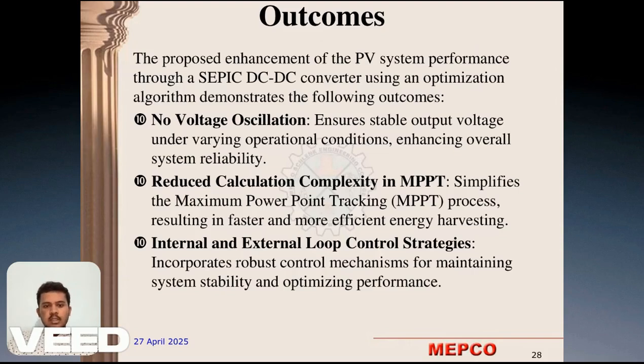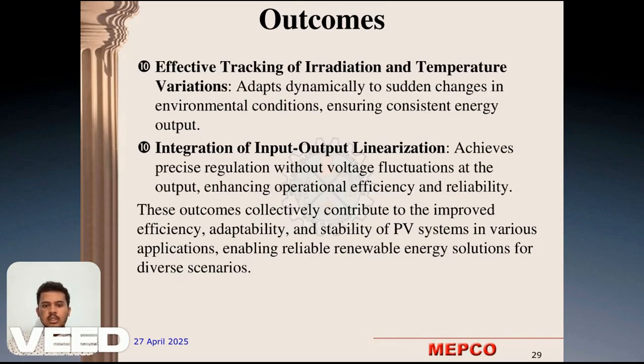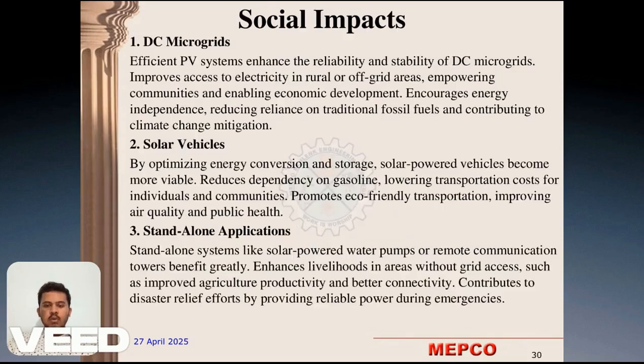Here are the outcomes: no voltage oscillation, reduced calculation complexity in MPPT, a simplified transfer path that is faster and more efficient, and internal and external route strategies. Here the outcomes include the integration with output and linear integration, and these outcomes collectively contribute.